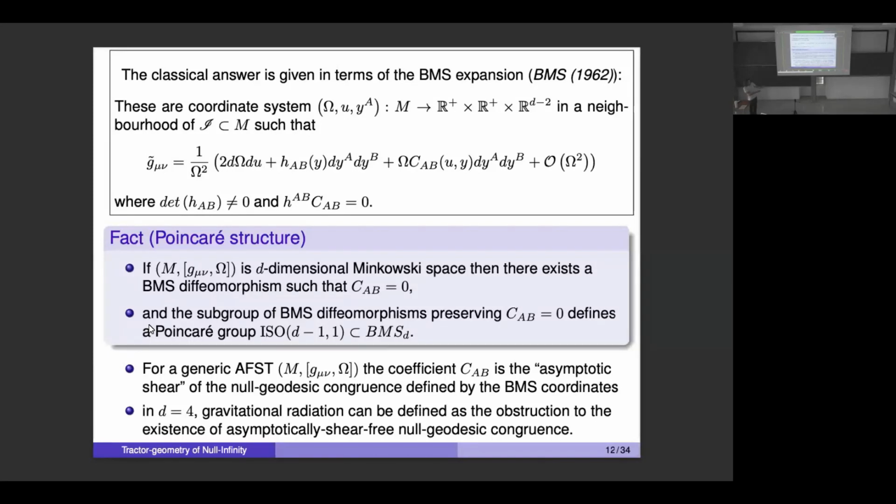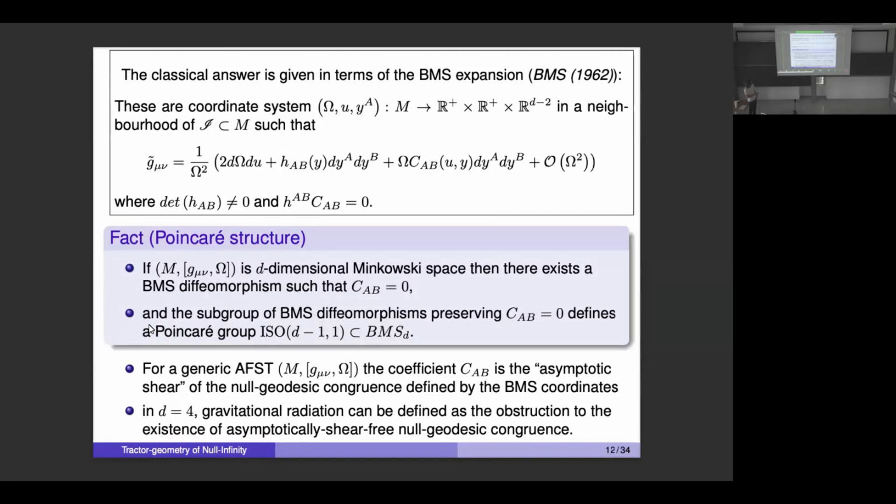The subgroup of asymptotic symmetries of diffeomorphisms preserving this metric and preserving the condition C_AB = 0 is just the Poincaré group. That's the way things are understood. So this C_AB, you can think of it as being the asymptotic shear of a null geodesic congruence of lines going to null infinity. And I should say that in D = 4, in general, there is no reason why you should be able to choose C_AB = 0.